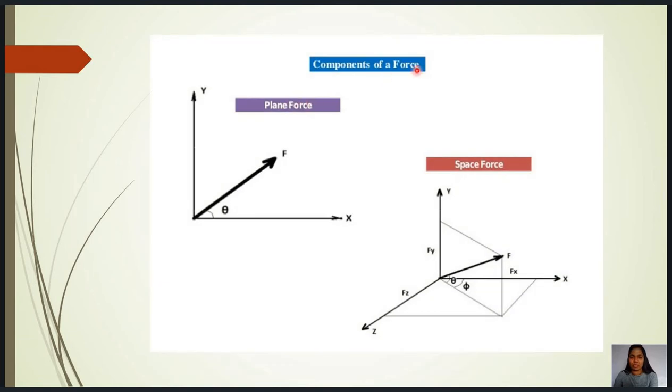Component of force. First is plane force. Means when a force is present in two dimensions, then we can resolve the force along x direction and along y direction. We can resolve the force along x as F cos theta, and along y as F sin theta. But when the force is present in three dimensions, means along x, along y, and along z, then we can resolve the force along the x, y, z axes. And that is nothing but space forces.